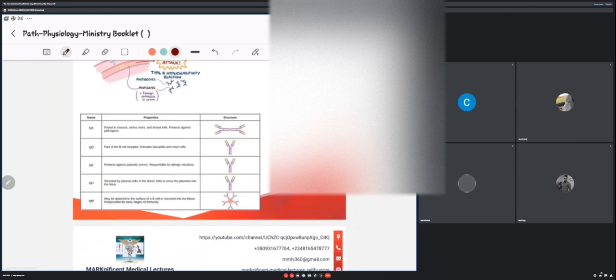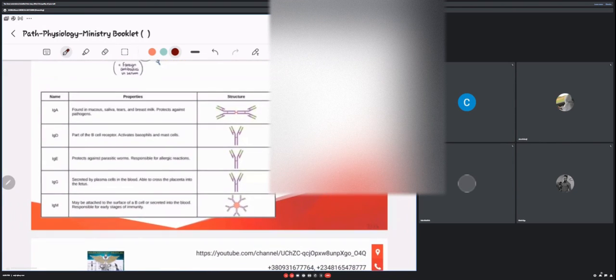And these are different types of antibodies. 5 types of antibodies: A, D, E, G, M, and their various functions. Antibody A is found in saliva, breast milk, tears, and all of those things, and protects against pathogens. Antibody D activates B cells, that's basophils, and mast cells.